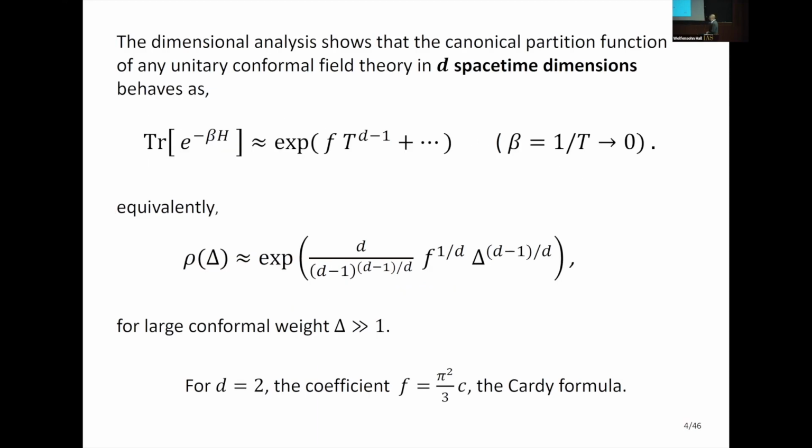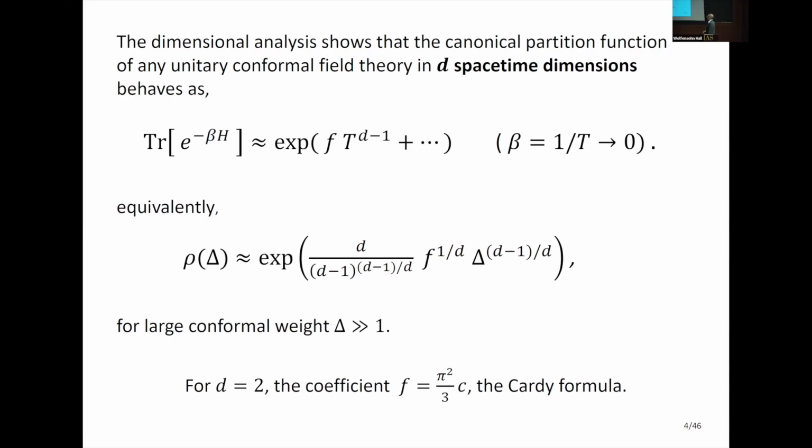Let me remind you that if you have any unitary conformal field theory in these space-time dimensions, and you calculate the partition function, e to the minus beta H, where beta is inverse temperature and H is the Hamiltonian, and you take the trace over the Hilbert space, then in the limit of high temperature there is a thermodynamic behavior. The Helmholtz free energy is proportional to the volume of the Cauchy surface. Being a conformal field theory, this has to be dimensionless, so it determines the temperature dependence. This is undergraduate physics.